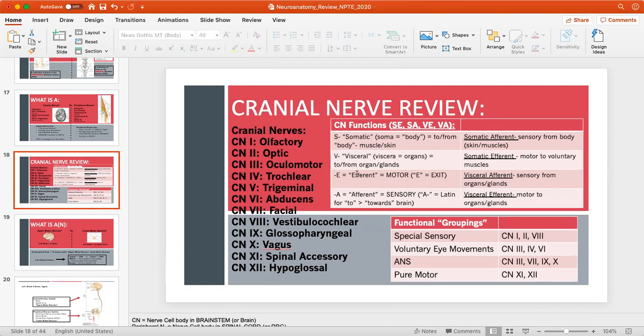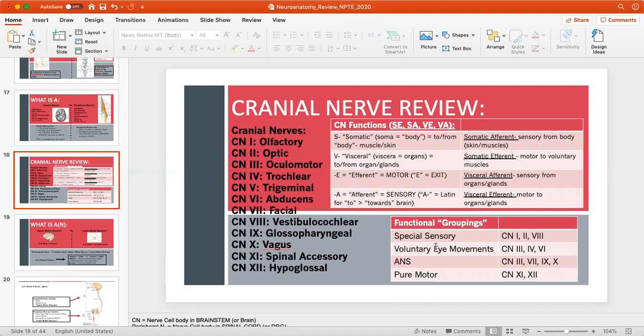And efferent is going to refer to a motor function. Afferent is going to refer to a sensory function. So you can either have motor to the body or motor to an organ. So you can have somatic, afferent, or efferent. You can have motor from body or organ, which motor is always going to be efferent. So somatic efferent or visceral efferent.